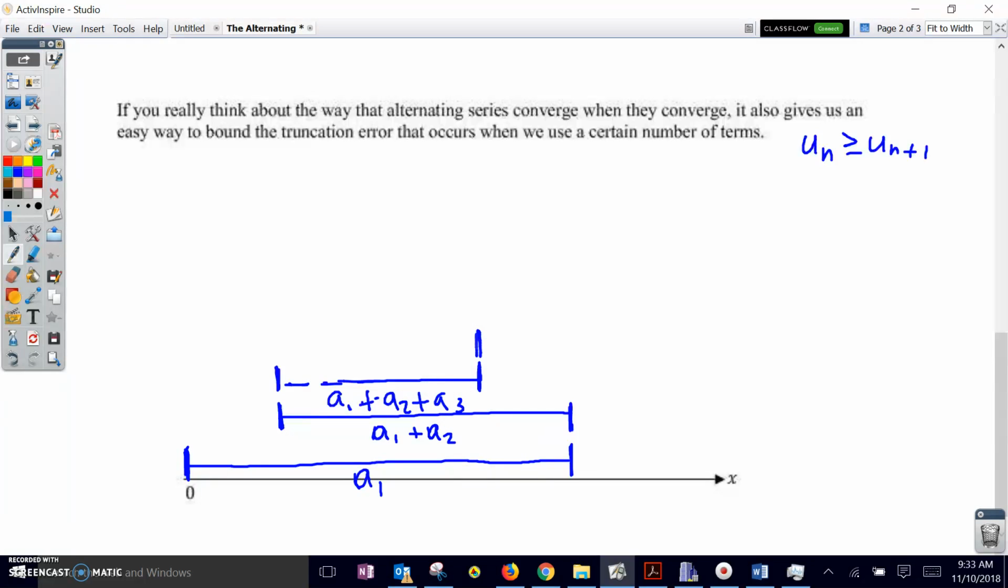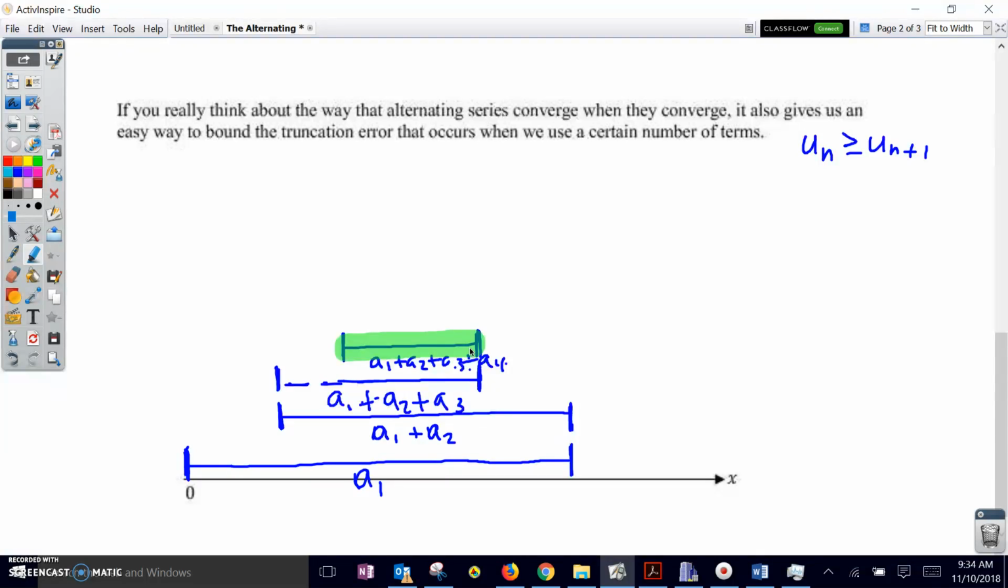And then the next term goes in the other direction and is a little bit smaller. And I can keep bouncing back and forth like that. But whatever the case, we now know that no matter how many terms I add to this, the value of the sum of this series is going to be somewhere in this interval.